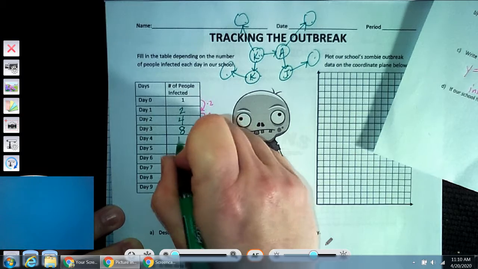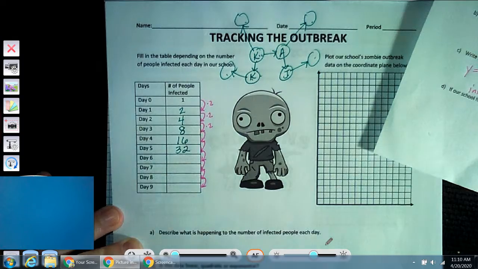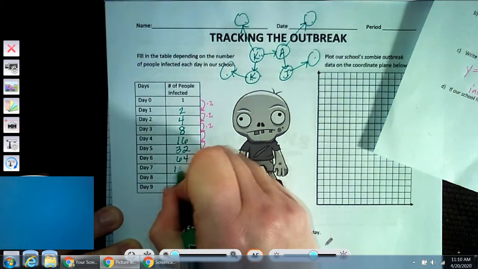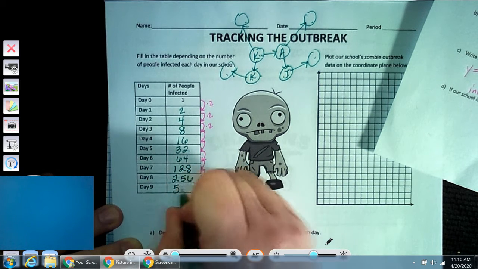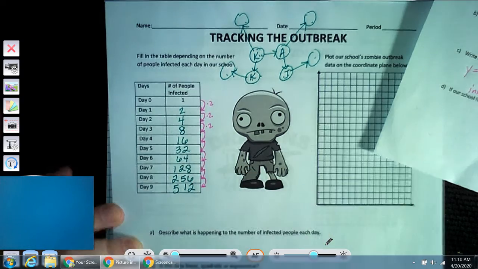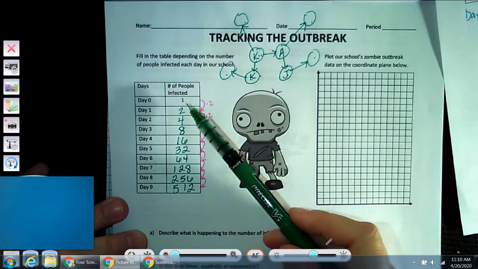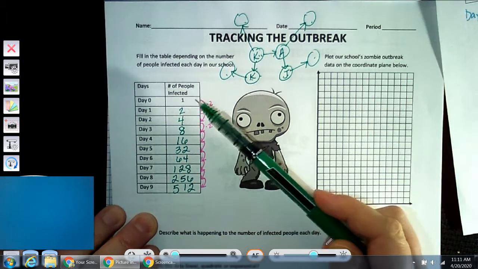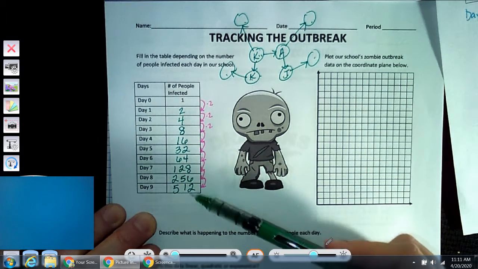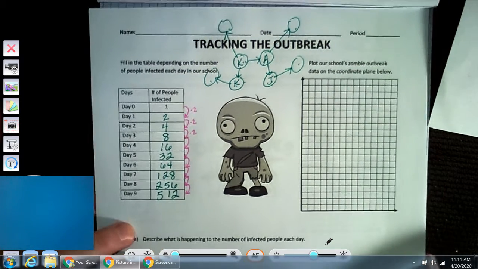8 times 2 is 16. Times 2 is 32. Times 2 is 64. Times 2 is 128. 256. And 512. So, as you can see, we started out with 1 zombie, and in 9 days we had 512 zombies. You can see that what happens with this function is it starts to really increase rapidly the further down we go.